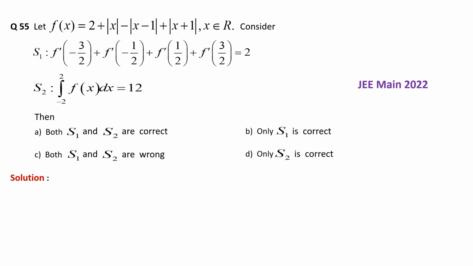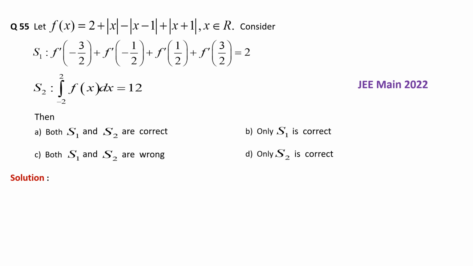Myself LS Nanda. Now in our previous year question series of JEE Main and JEE Advanced, this is today's question. This question involves the concepts of modulus function, differentiability and definite integration. It says let f of x equal to 2 plus mod of x minus mod of x minus 1 plus mod of x plus 1, where x belongs to capital R.